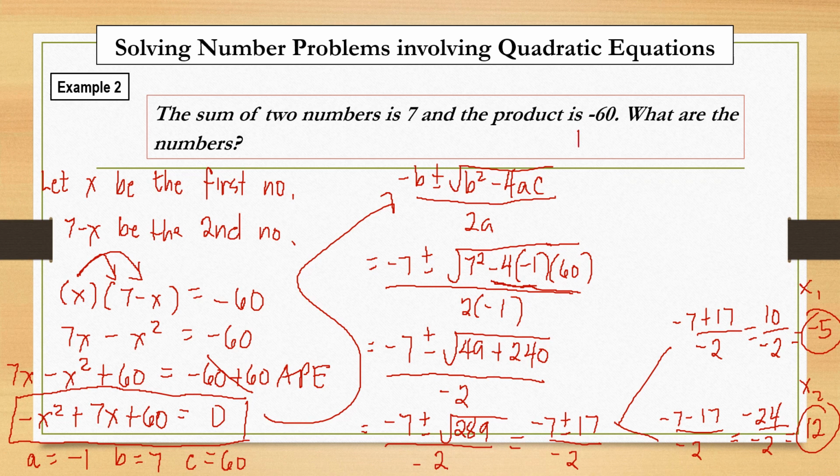So let's say the first number is equal to negative 5, then the second number in the given problem, since it is represented by 7 minus x, we have 7 minus negative 5, that will give us 7 plus 5, that is 12.